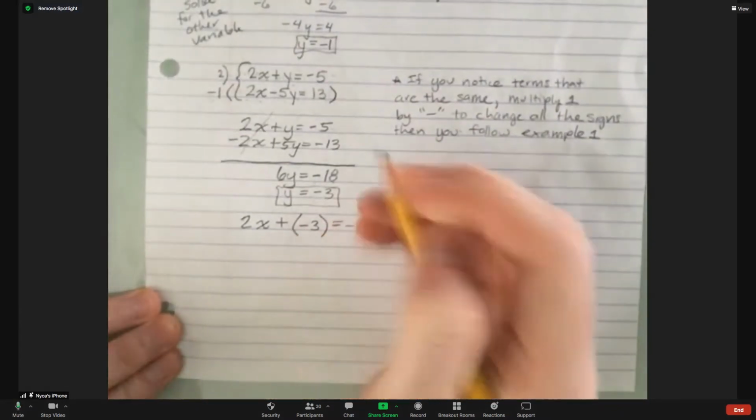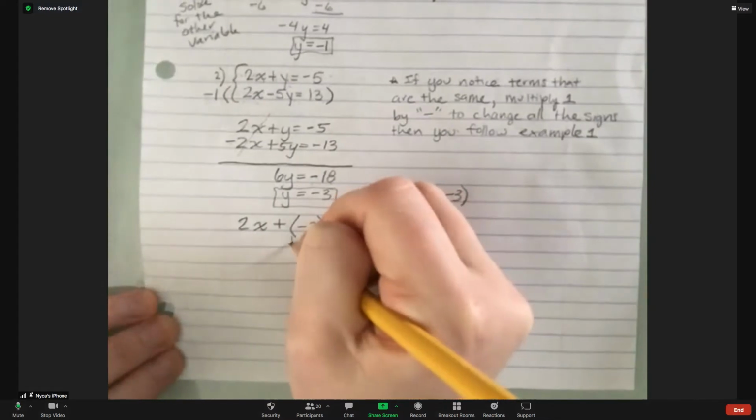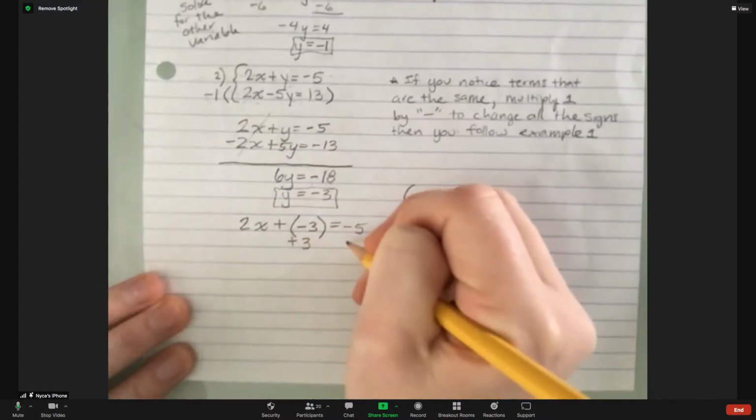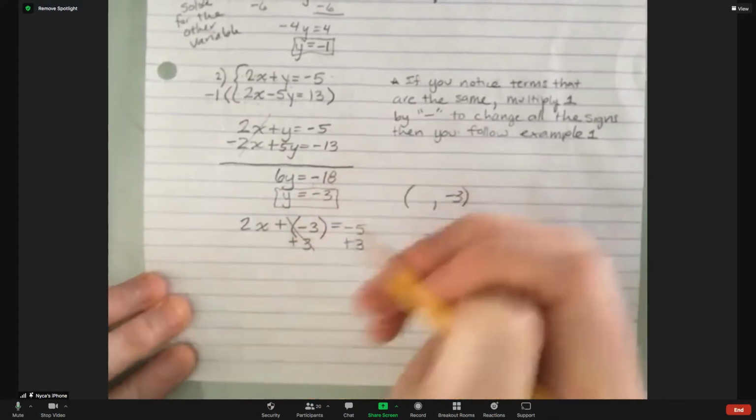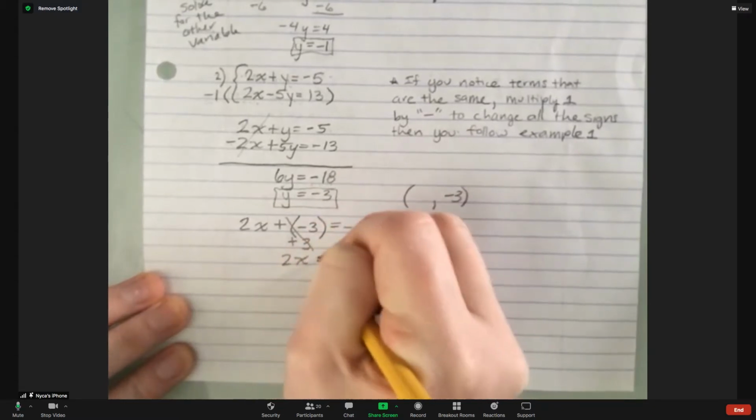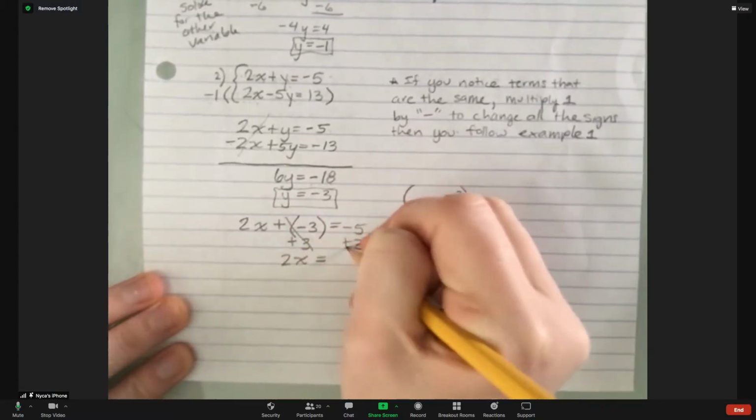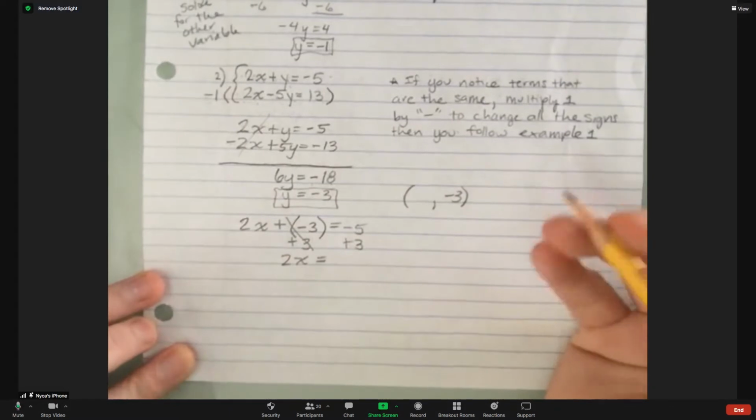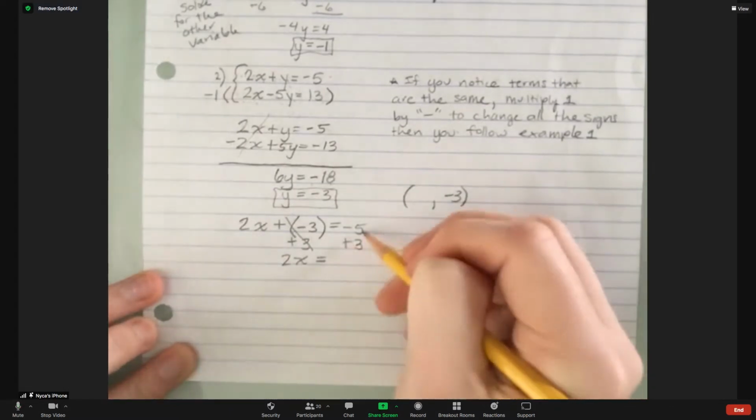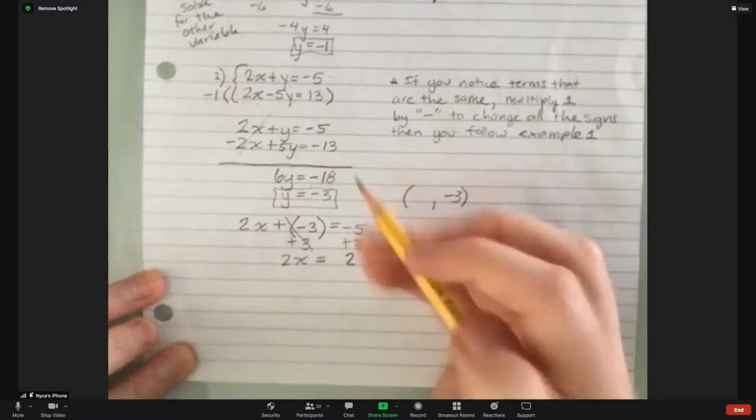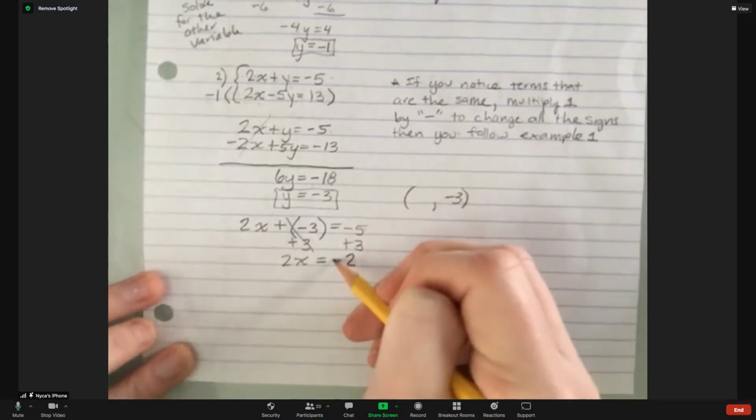So if I have negative 3, how do I get rid of it? I have to add 3 to both sides. So 2x equals lost 5, found 3, different signs, difference, take the sign of the larger. 5 minus 3 is 2, and since you lost more, it's negative 2.